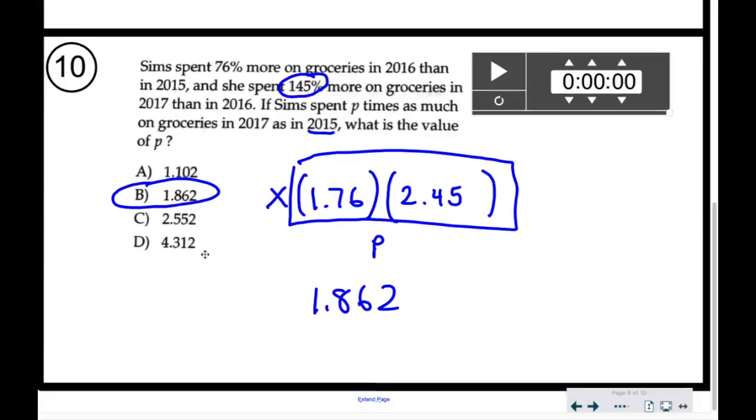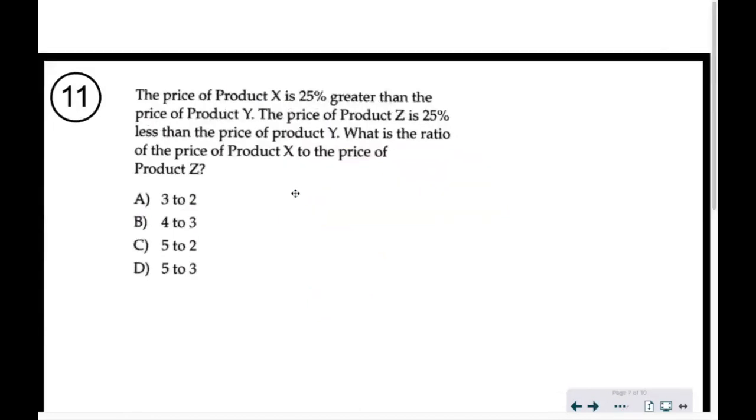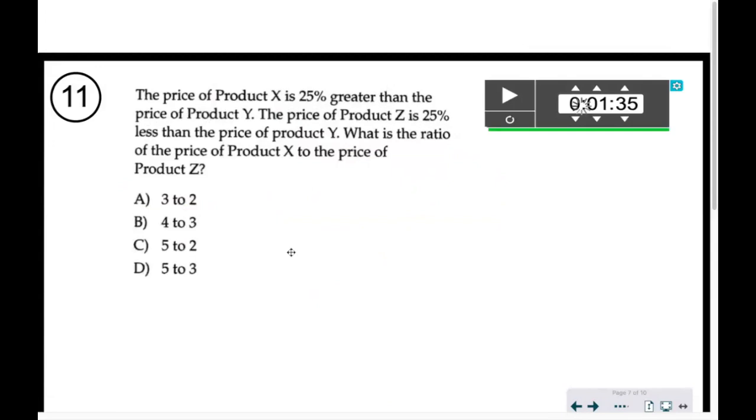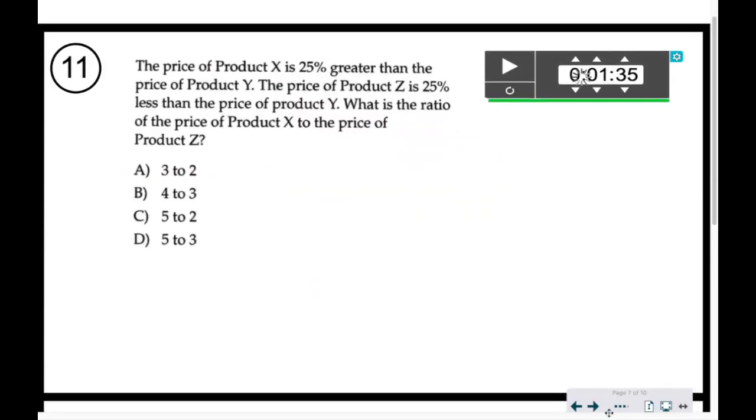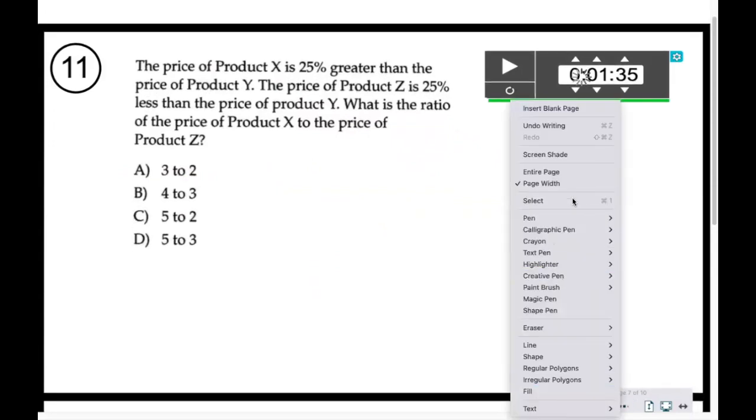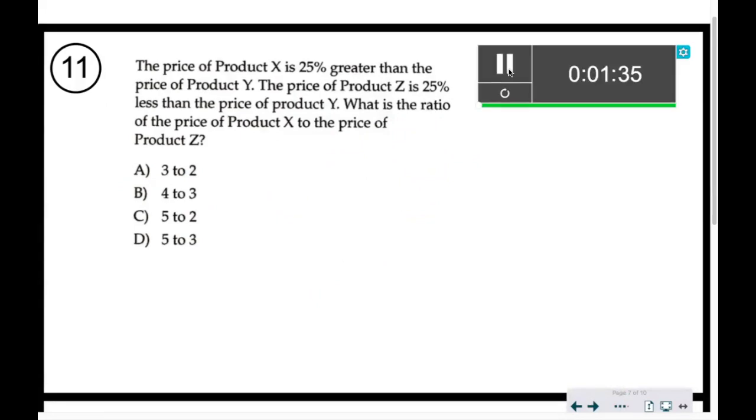All right, got it. Okay. All right. So the last one that I had, I think I have one more here. Yeah, that was the last one that I had, so we'll do one more with these percentage type problems.